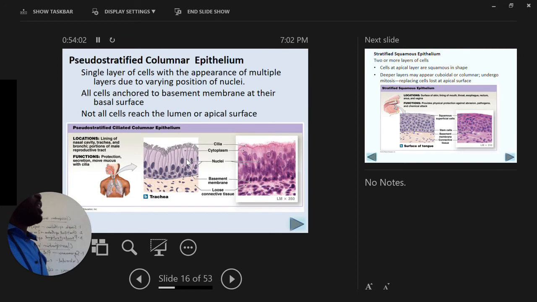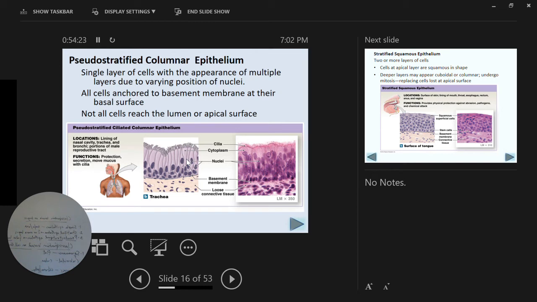All right, now pseudostratified columnar epithelium. The name looks big, but you already know what pseudostratified is. False layered, meaning that it's just one layer, but it looks as though it has more than one layer. And look at it. This is what we mean by false layered.